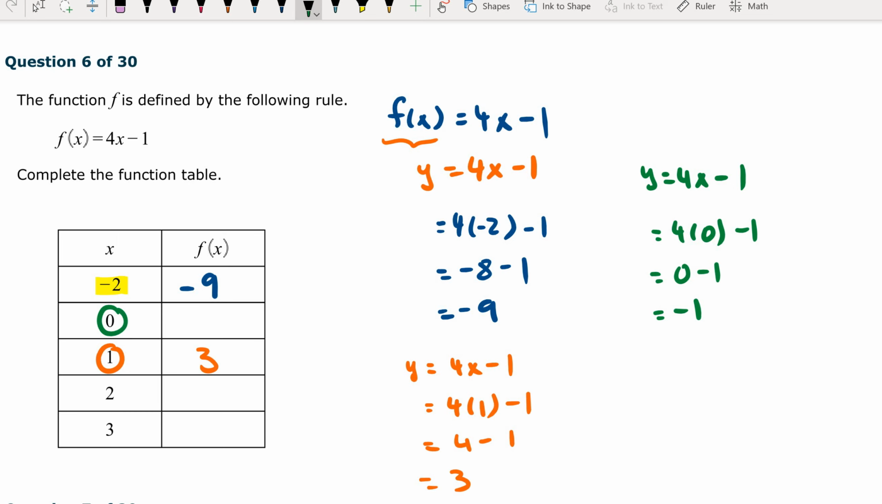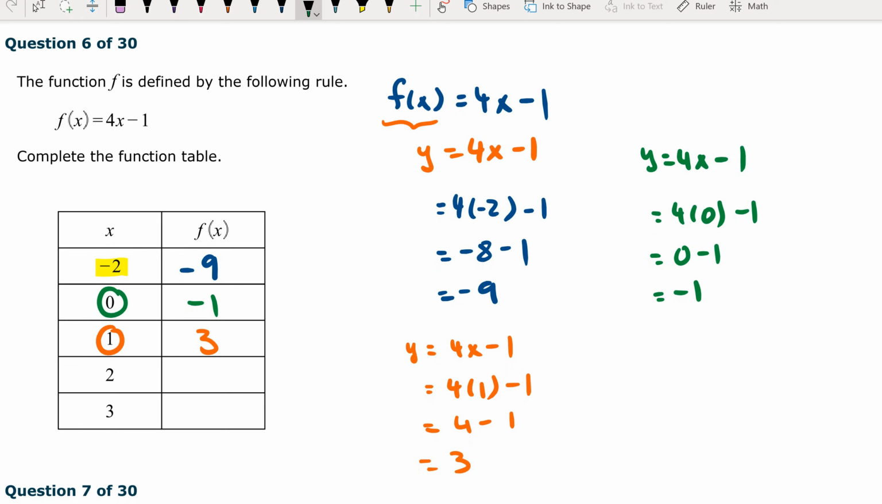Okay. Negative 1, 3. Next one, you're going to plug in 4x minus 1. Your x is 2, so 4 times 2 minus 1. That will be 8 minus 1, which gives you 7.